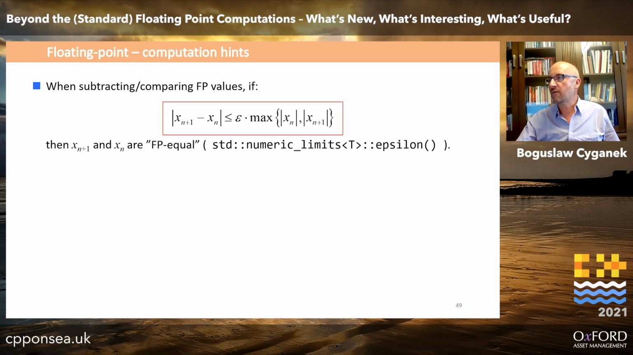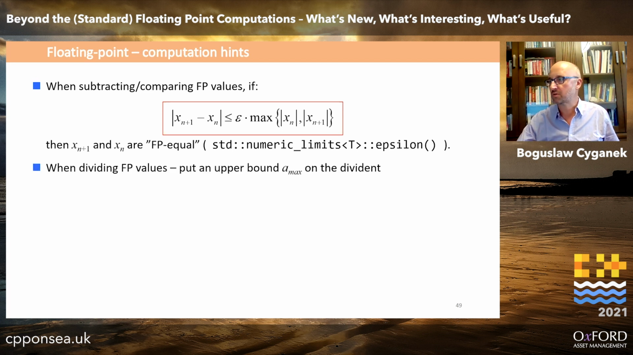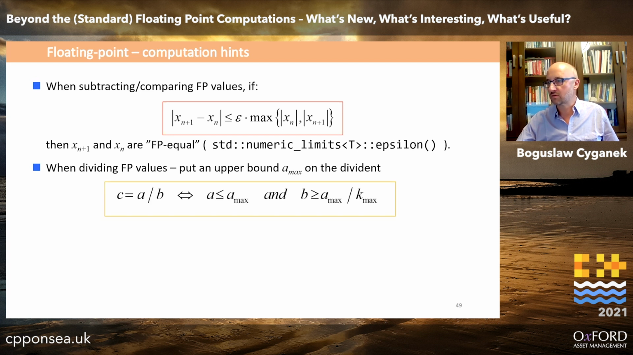Also, if we are comparing two FP values, we need to scale epsilon by the maximum of these values, and this is the threshold. So in other words, we cannot compare if we are too close. If you are in the gap, then the values are the same. So if we are doing some iterative processing, we also have to take care when dividing the values.